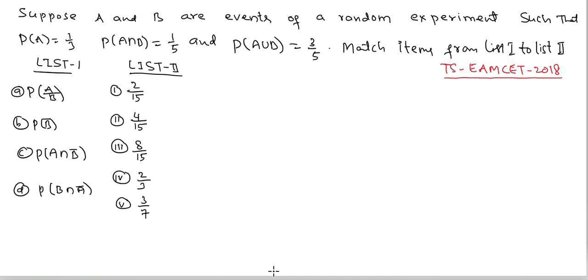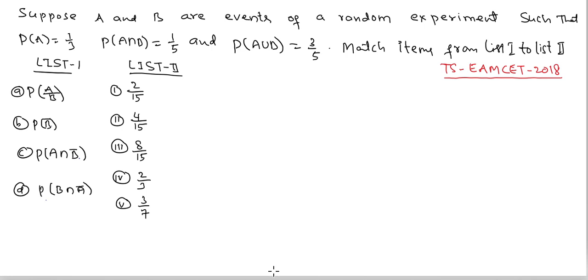Suppose capital A and capital B are events of a random experiment such that P of A is equal to 1 by 3, P of A intersection B is equal to 1 by 5, and P of A union B is equal to 3 by 5. Match the items from list 1 to list 2. Here is list 1: P of A by B, P of B bar, P of A intersection B bar, P of B intersection A bar.